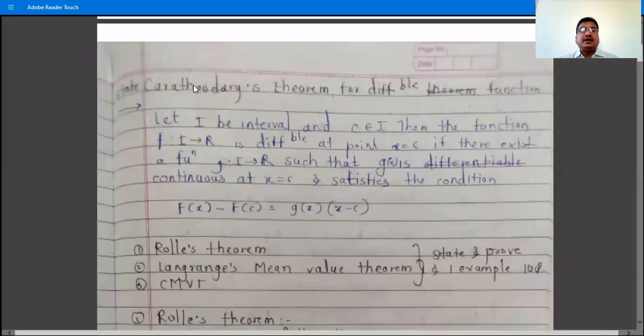Next topic is Carathéodory's theorem for differentiable functions. So let I be an interval and c belongs to I. Then the function f from I to R is differentiable at the point x equal to c if there exists a function g from I to R such that g(x) is continuous at x equal to c.